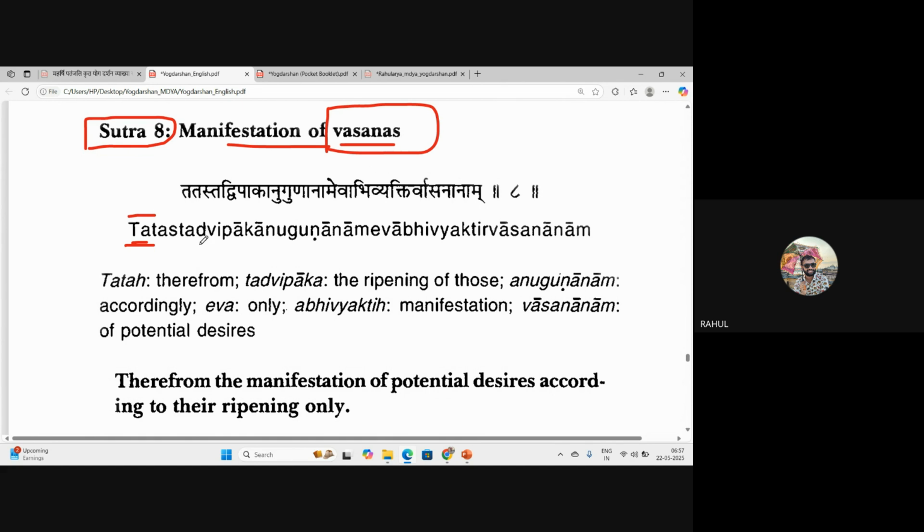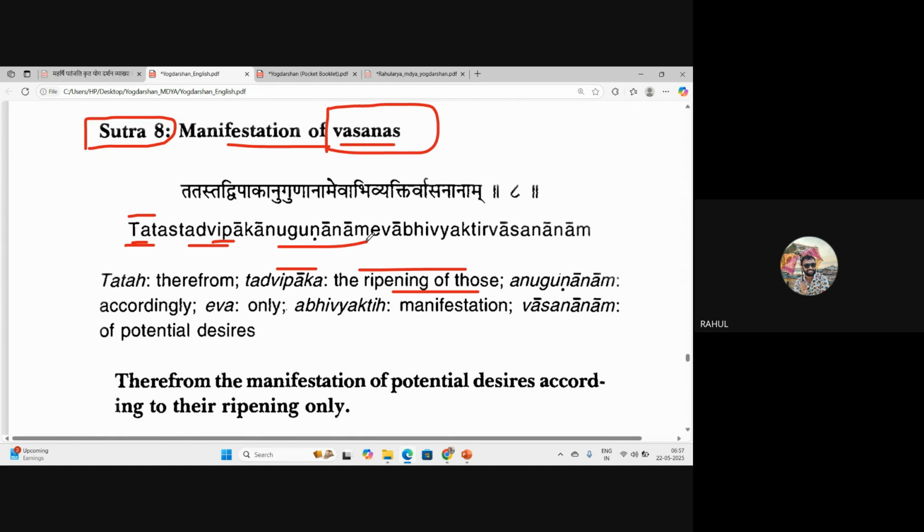Tatas tad vipaka. Vipaka means the fruits of the karma. In the Ishwar definition also you understood, no? Klesha karma vipaka ashayaih. Vipaka means the storage of the karmas. Sometimes they translate it in a different way, as ripening of those, but vipaka is the storage of the karmas. Vipakanugunanam, according to the guna.